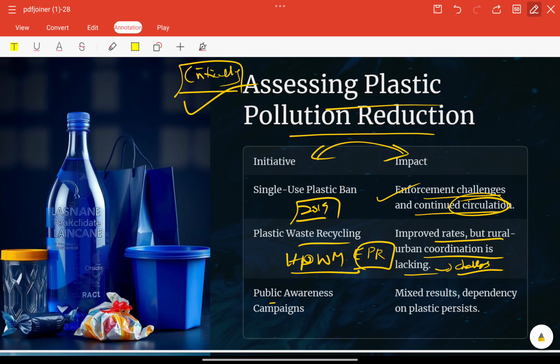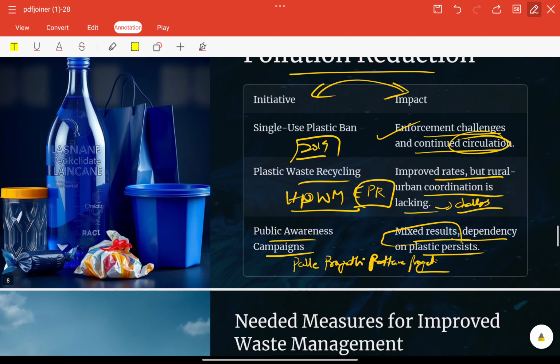Next, public awareness and campaigns are also very important here. Already we have some important schemes. What is that? We have Palle Pragati and also Pattana Pragati, right? Based on this we are using some public awareness, but the results are very mixed. Dependency on plastic persists, still continuing, because it has not significantly reduced, especially in market situations, right? So that is more important here.